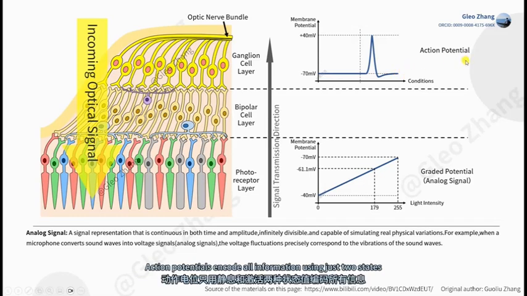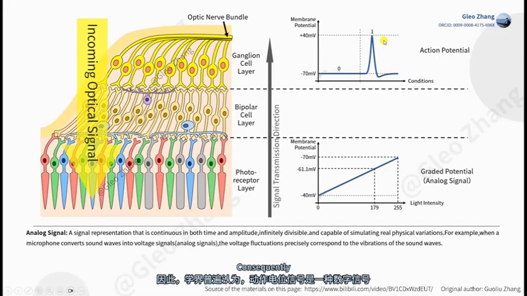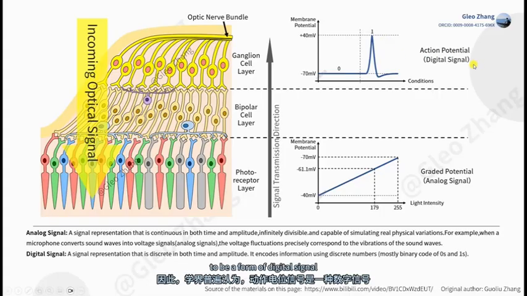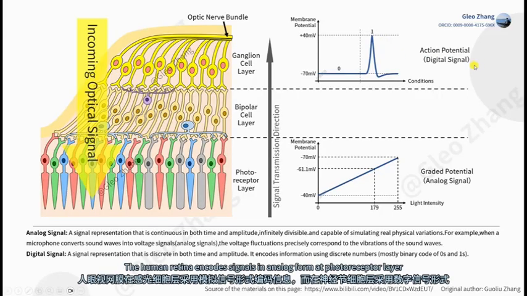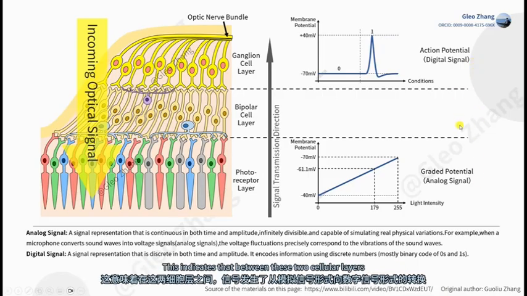Action potentials encode all information using just 2 states, resting and activated, which bears remarkable similarity to how the digital world encodes all information using just zeros and ones. Consequently, the scientific community generally considers action potential signals to be a form of digital signal. The human retina encodes signals in analog form at the photoreceptor layer and in digital form at the ganglion cell layer. This indicates that between these 2 cellular layers, the signal undergoes a conversion from analog form to digital form.